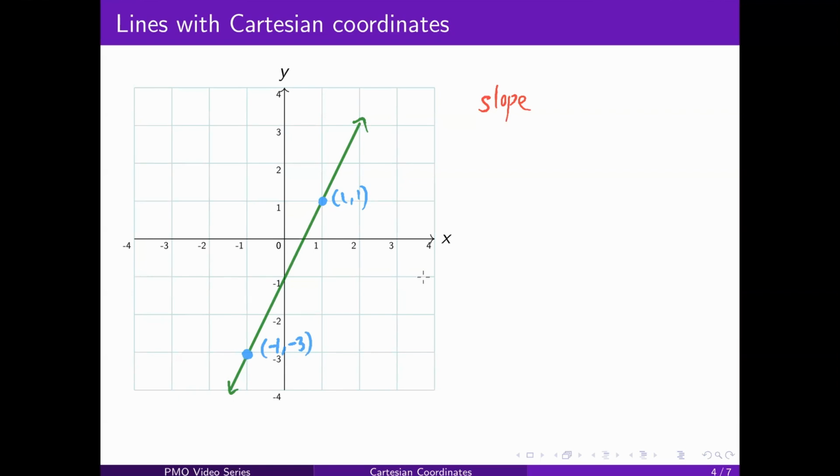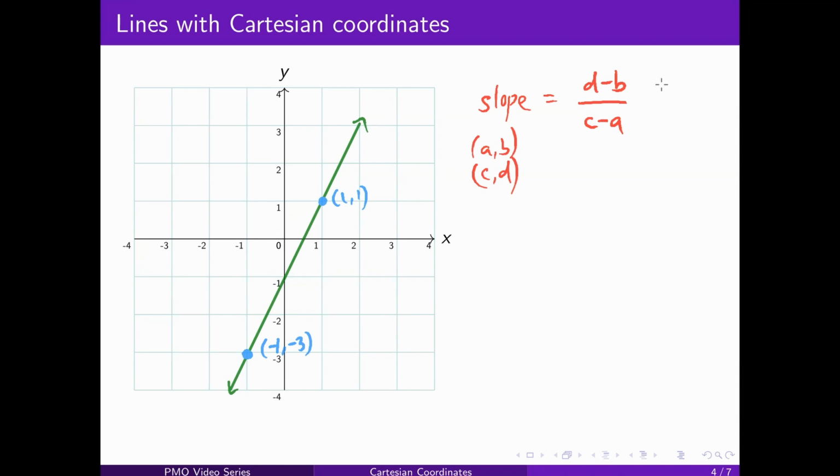So what's the technical definition of the slope? Given 2 points, A, B, and C, D, so given 2 points with these coordinates, the slope is defined as the difference in their y coordinate divided by the difference in their x coordinate.